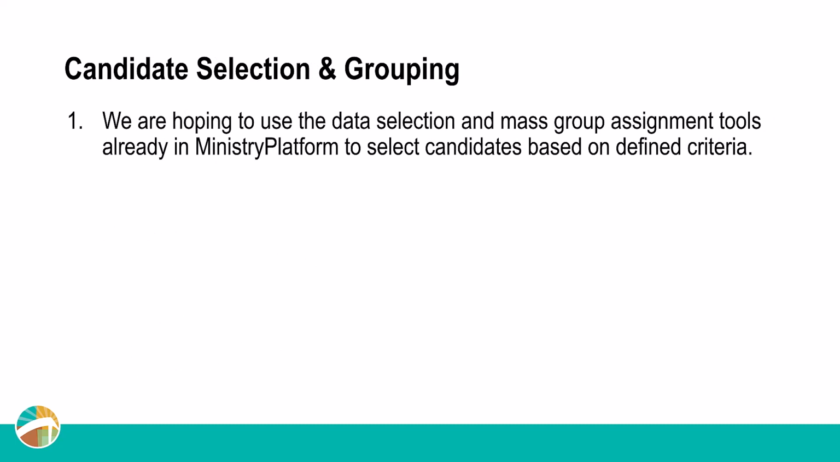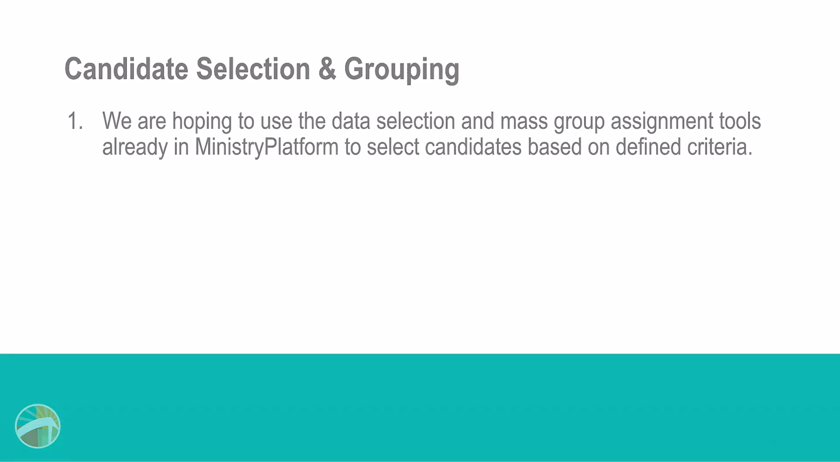Candidate selection and grouping. So for this, we are hoping to use the data selection and mass group assignment tools already in Ministry Platform to select candidates. That's a huge, powerful set of tools that are already in that system. So we're hoping that we don't have to do any customization for that. Basically, we want to be able to put different criteria in, and then create a selection, and then add that selection to a group. So I'm hoping that's pretty straightforward.